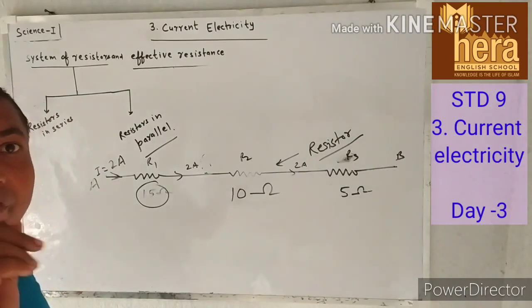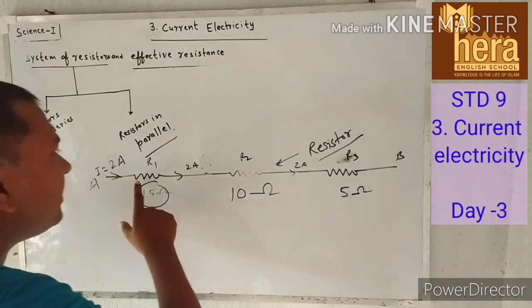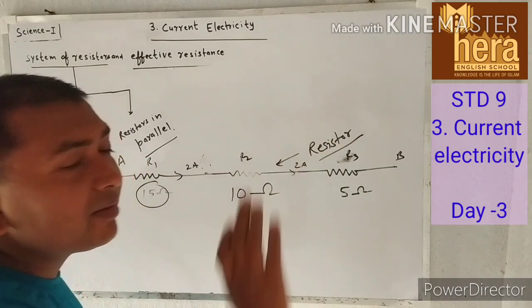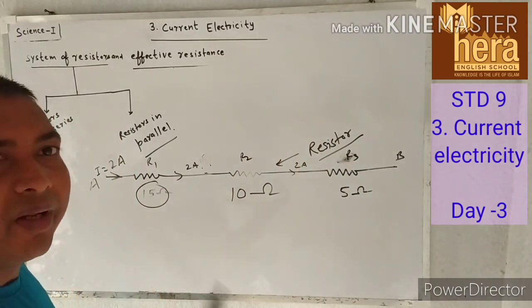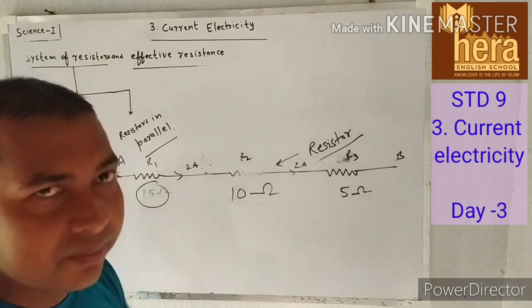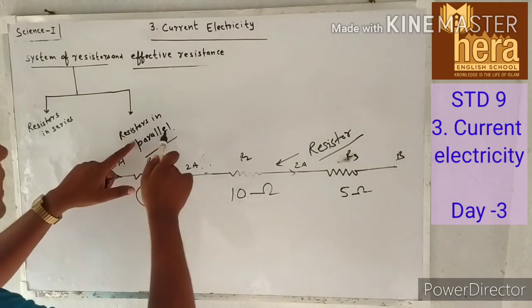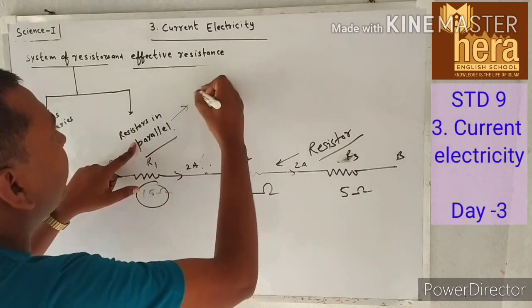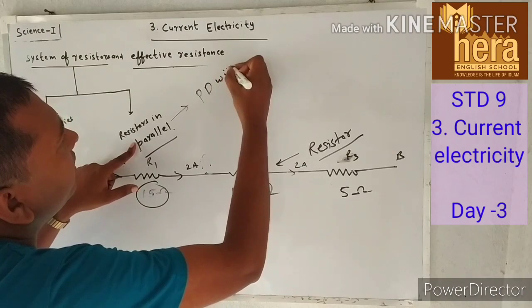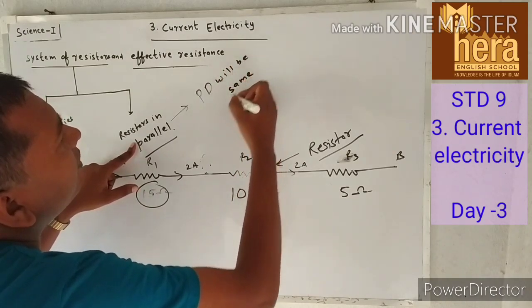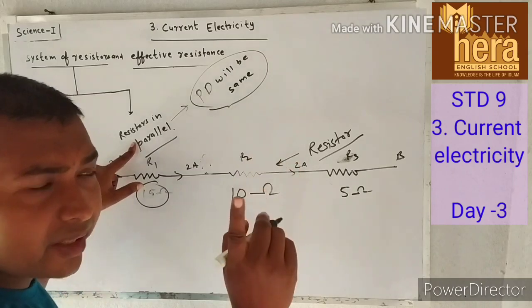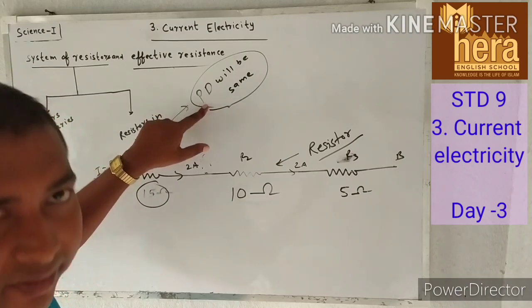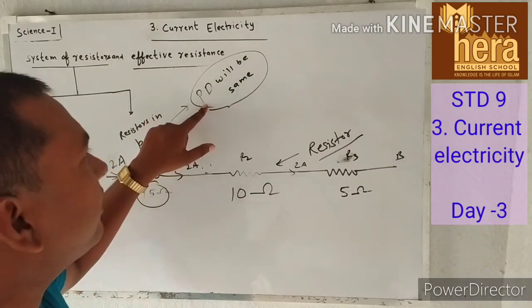So this is a very, very important point. In series, if resistors are connected in series, in that case current will be the same for every resistor. But in case of parallel, potential difference will be the same or constant. Potential difference means, in general language we can say voltage, but the technical word is potential difference.